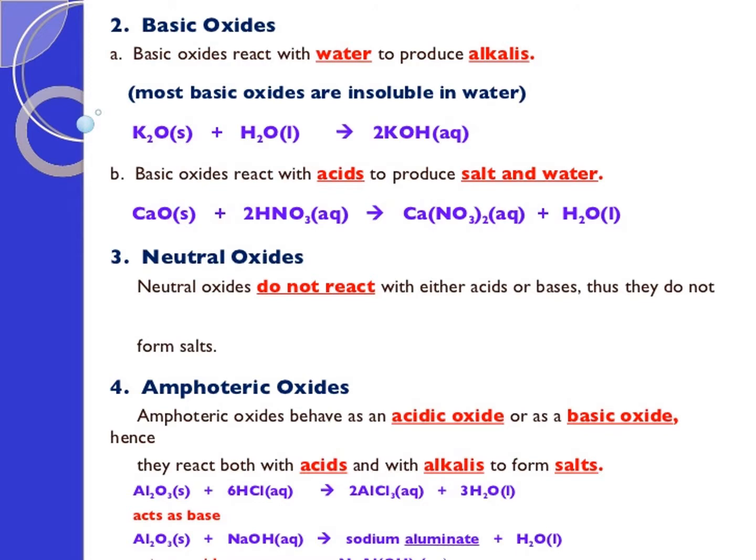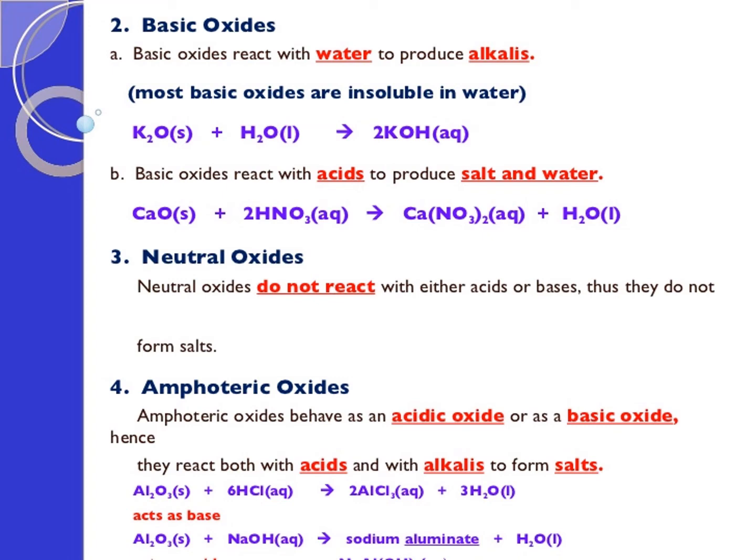Now again a brief review of basic oxides, neutral oxides, and amphoteric oxides. As you have studied earlier, basic oxides react with water and produce alkalis. And you know that most basic oxides are insoluble in water. The example of a basic oxide: potassium oxide, when it reacts with water, gives potassium hydroxide, which is an alkali.